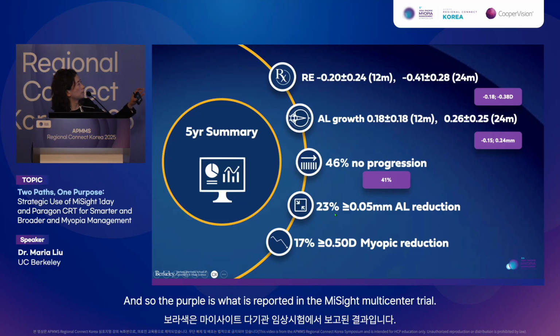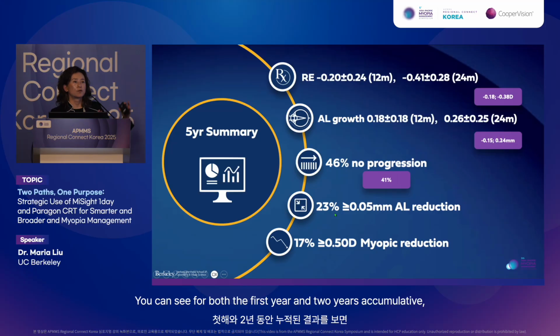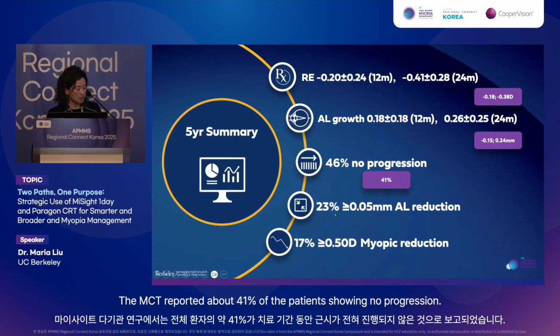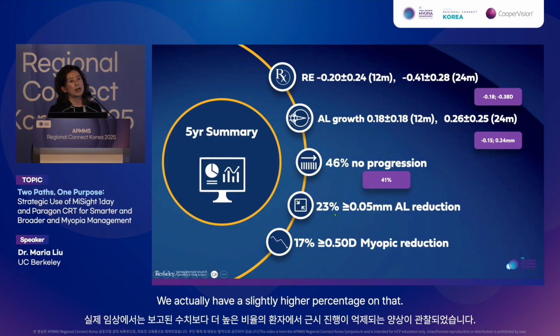And so the purple is what is reported in the MiSight multi-center trial. You can see for both the first year and 2 years cumulative, we're getting at least non-inferior performance in the axial inhibition and the myopia control. The MCT reported about 41% of the patients showing no progression. We actually have a slightly higher percentage on that.